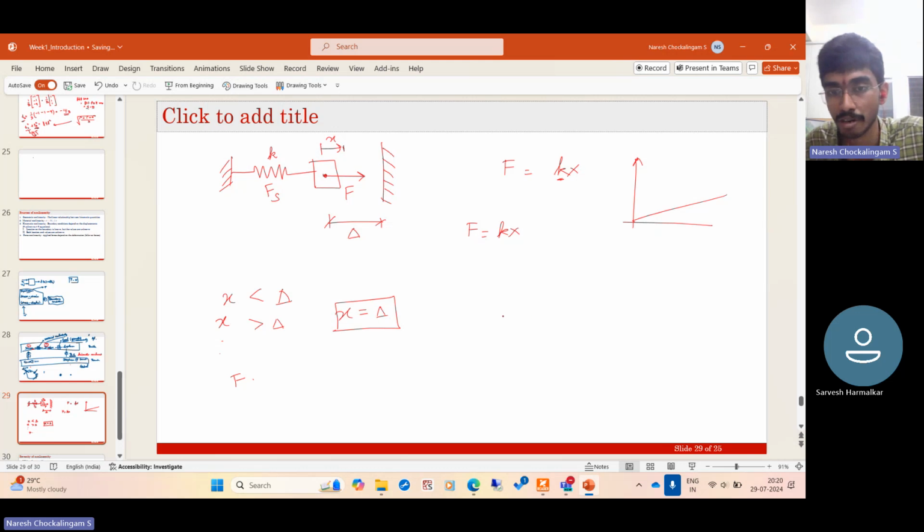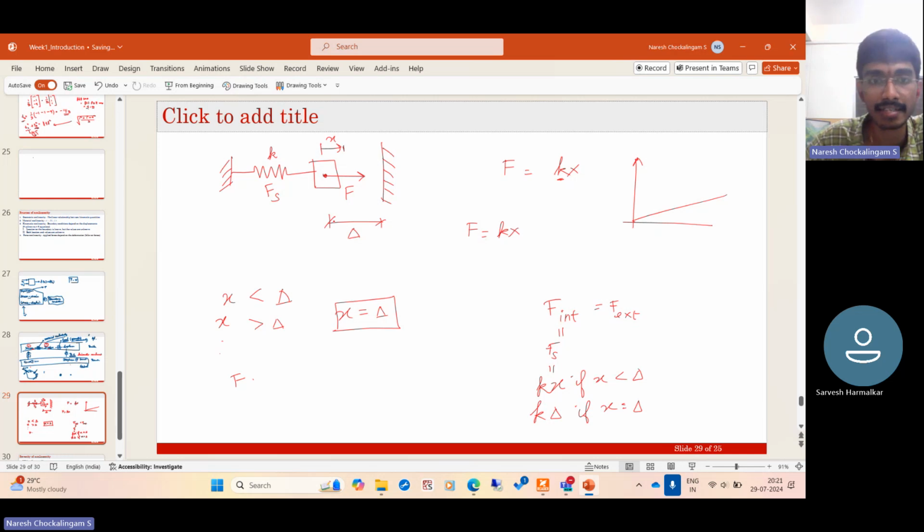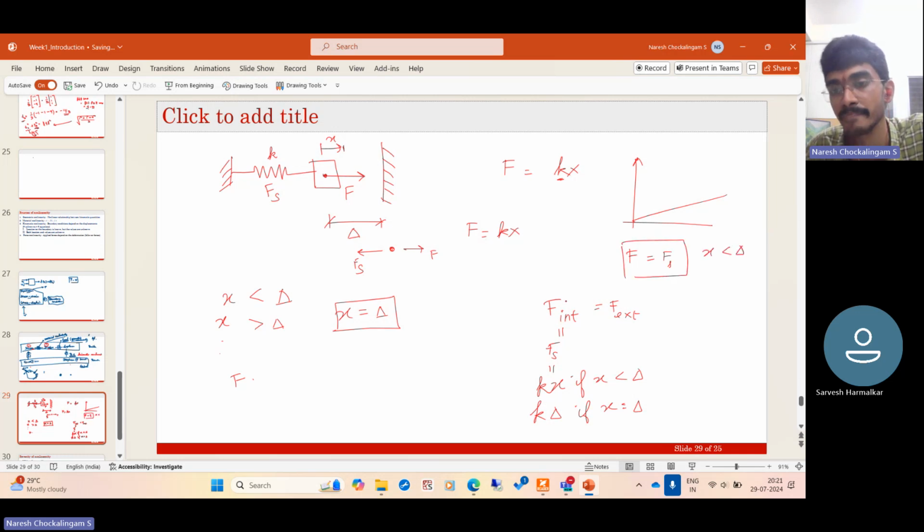Again, if you recollect what sir said, the equations are F internal is equal to F external, right? F internal in this case is Fs, and that is equal to Kx if x is less than delta, and it is K delta if x is equal to delta. What about the external forces? External forces are when there is no contact between the two. At this point, if you draw equilibrium, here you have F and here you have Fs. So using the equilibrium equations, F is equal to Fs when x is less than delta.